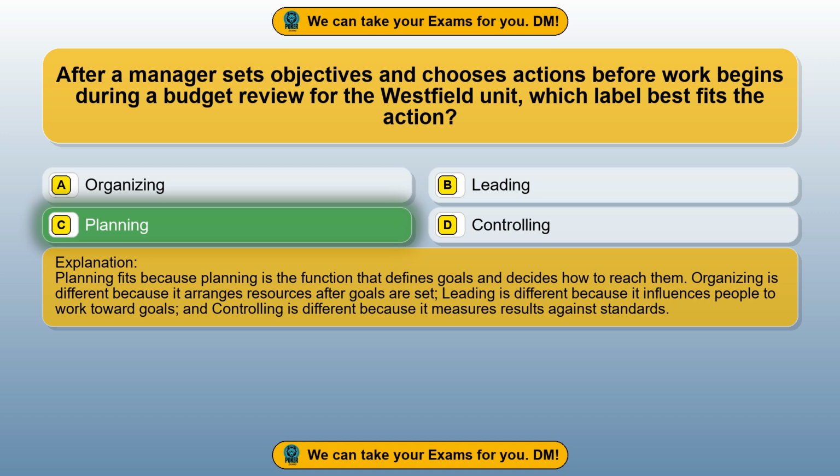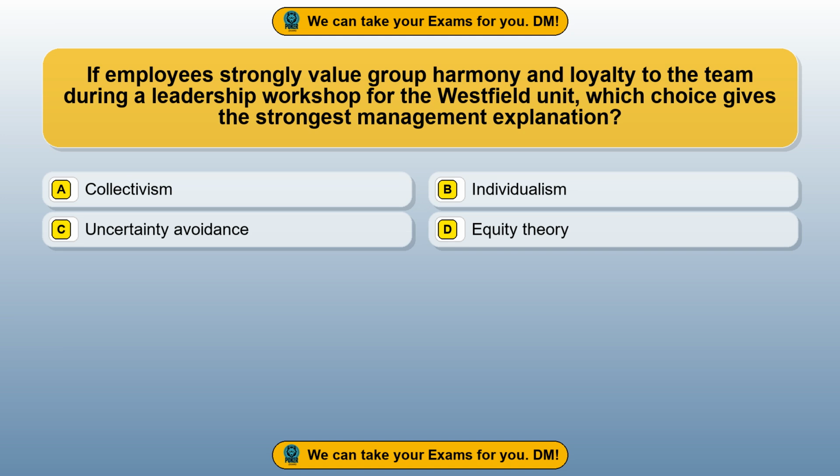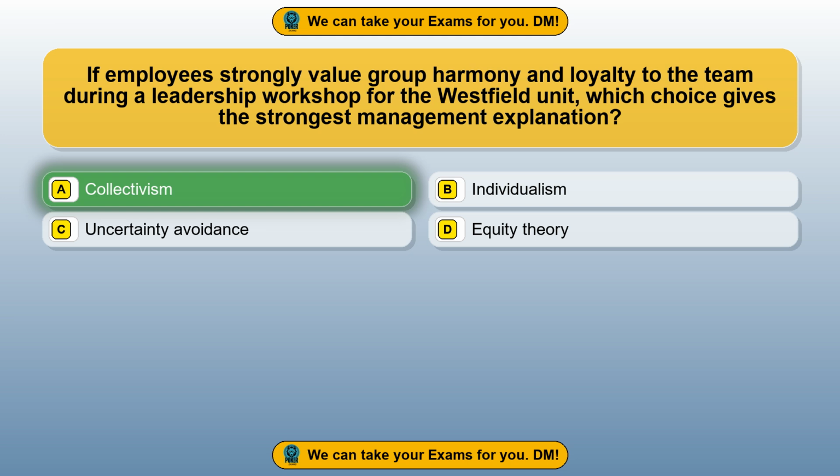Question 90. If employees strongly value group harmony and loyalty to the team during a leadership workshop for the Westfield unit, which choice gives the strongest management explanation? Option A, collectivism. Option B, individualism. Option C, uncertainty avoidance. Option D, equity theory. The correct answer is option A, collectivism.